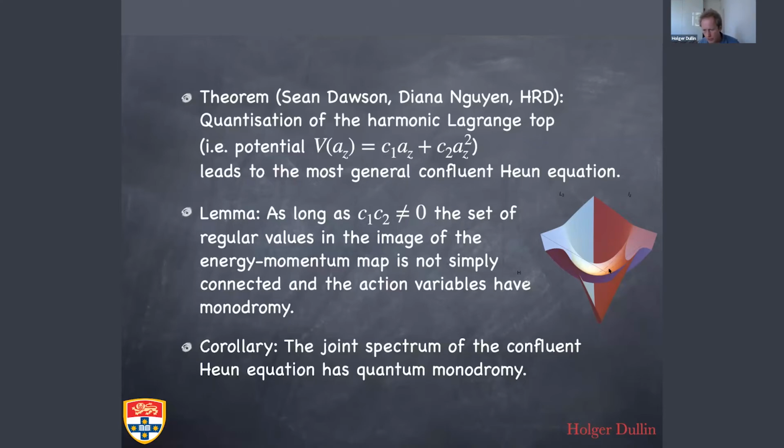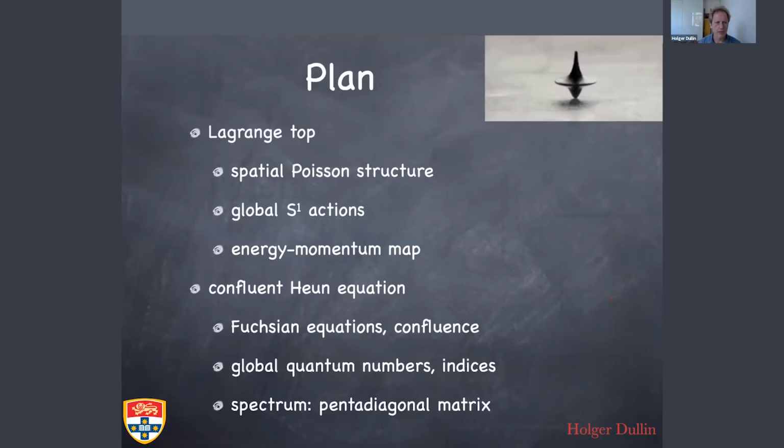And here is a picture. I'll explain this in more detail later on, of the critical values in the image for a particular case. And then combining these two, we get the conclusion that the joint spectrum of the Confluent Heun equation has quantum monodromy. And I'll show some pictures of that to illustrate that in the end. All right, so this is the program for the talk, to explain these things and how this connection comes about.